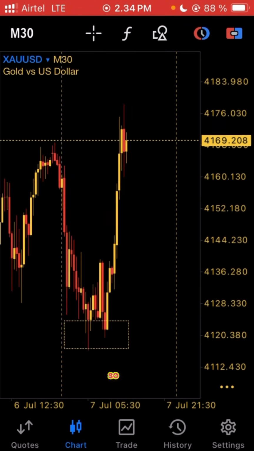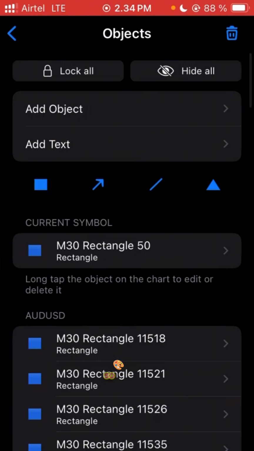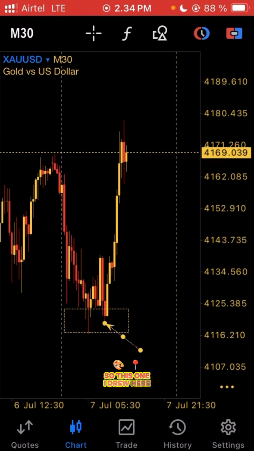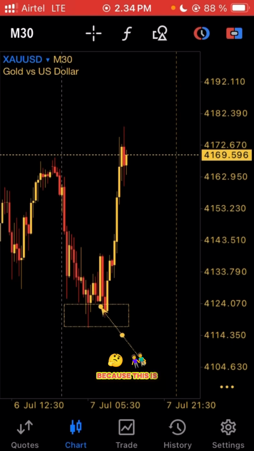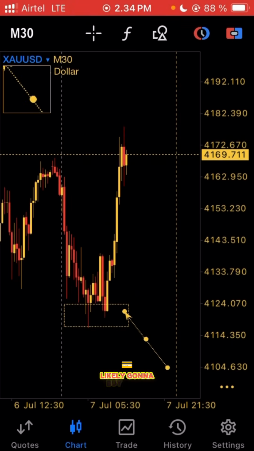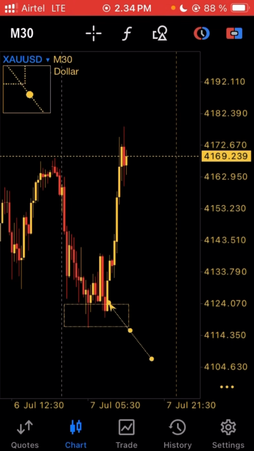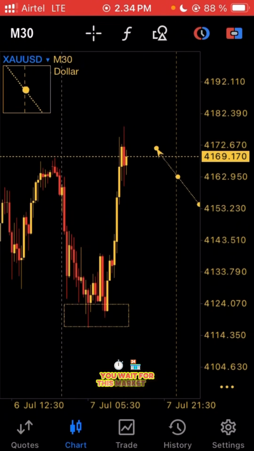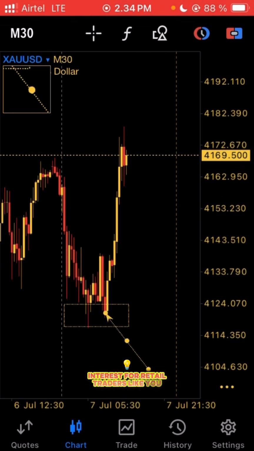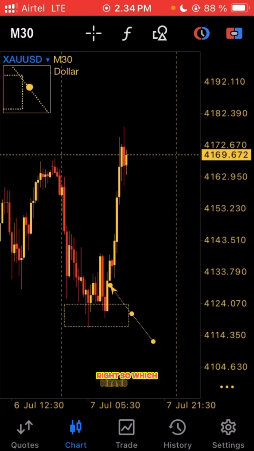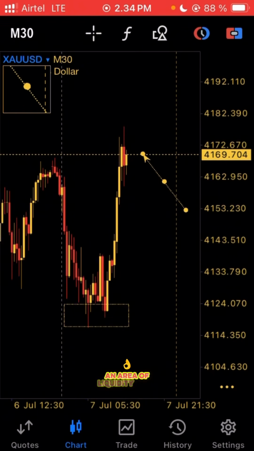Okay, so let me give you an example. This one I drew here is actually an area of liquidity. Why? Because this is where people are likely going to buy. If you want to buy, you wait for this market to come to this area, right? And you buy. So it's likely an area of interest for retail traders like you and me, right? Which means this is an area of liquidity.